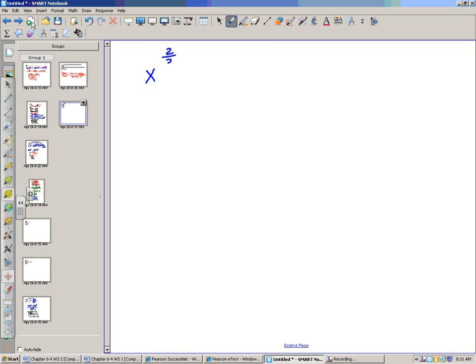X to the 2/3 power. What does that mean? Power over roots. What does that mean? X goes right here. What goes on the X? The 2 goes on the X. What goes in the root? The 3. You're done.